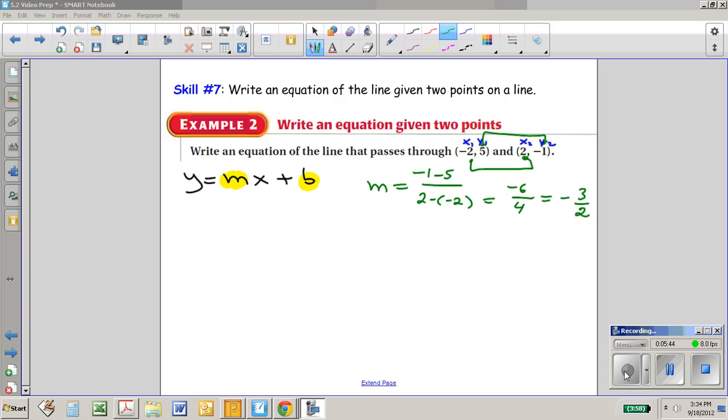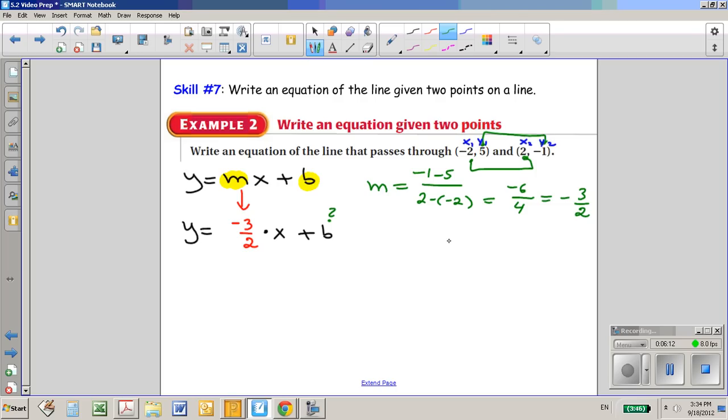Okay, so we got our slope to be negative 3 halves, and then what we're going to do is follow the steps in our example 1. So I will replace my slope with negative 3 halves, and that's the only thing I know so far. So it's y equals negative 3 halves times x plus b. And again, I'm looking for the y-intercept, which is here, and I have 3 unknowns. So I can't solve for b, I need to replace some values.